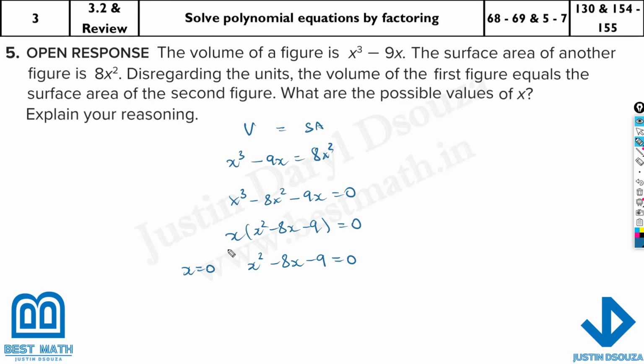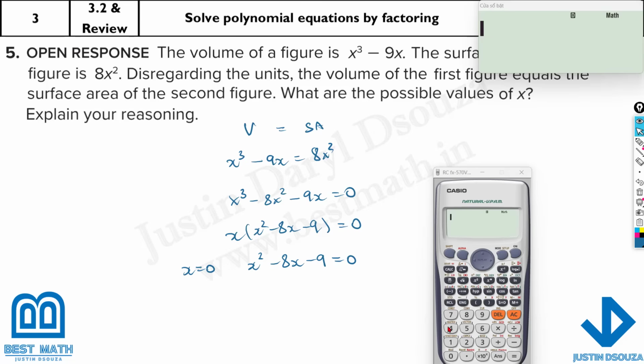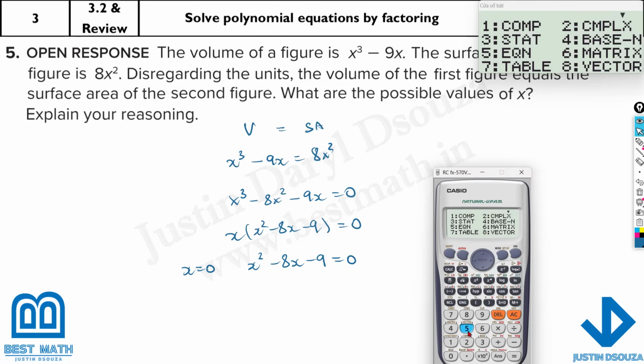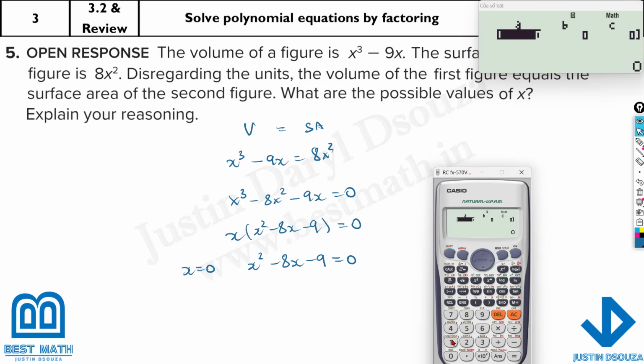Now, how do we do this? Since it's the writing question, I'll use the calculator and then I'll trace back the steps. So here we'll just solve it up. Mode 5 and 3, the coefficients are 1, minus 8 and minus 9. So it's 9 and negative 1. These are not the factors. The opposite signs of these are the factors. It's minus 9 and positive 1.